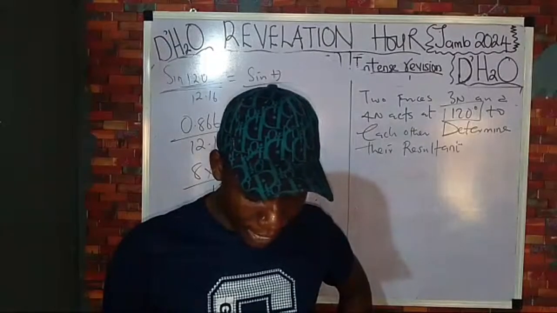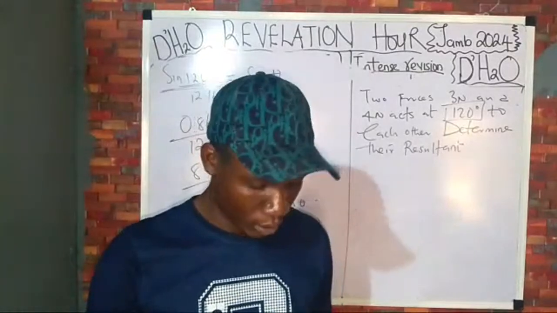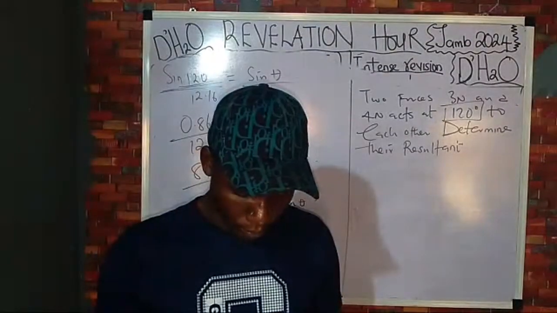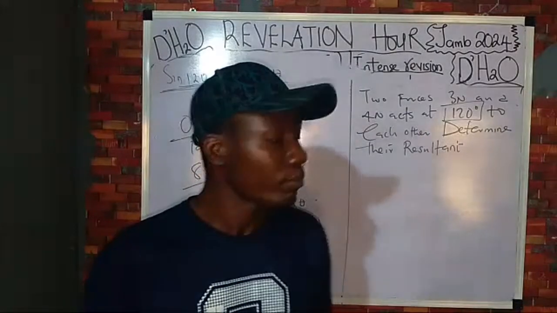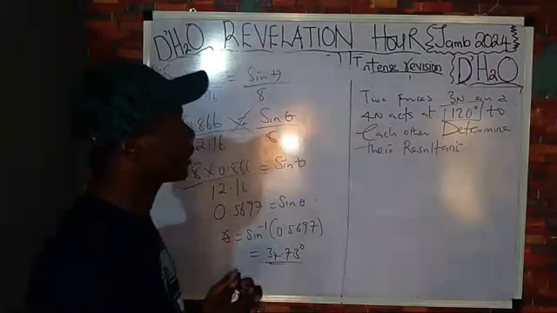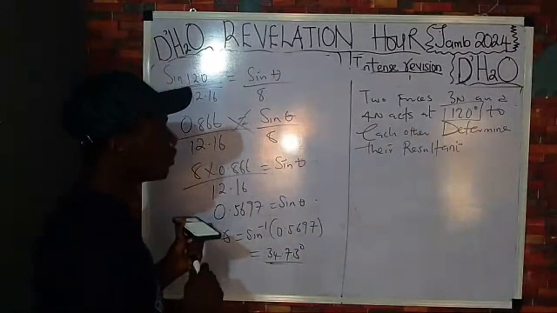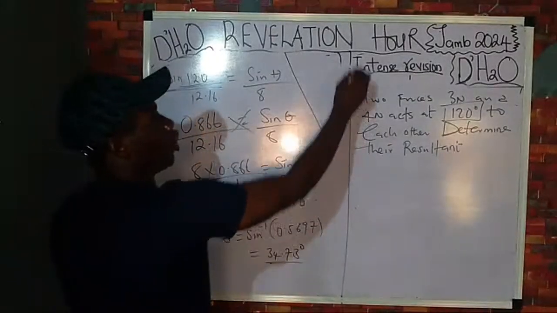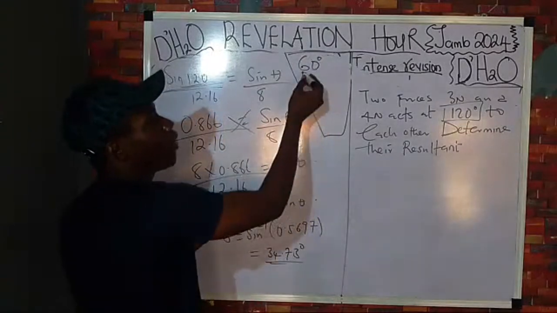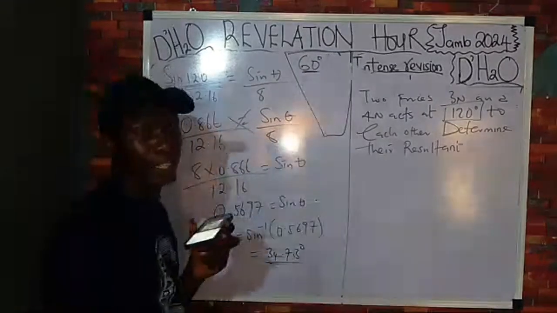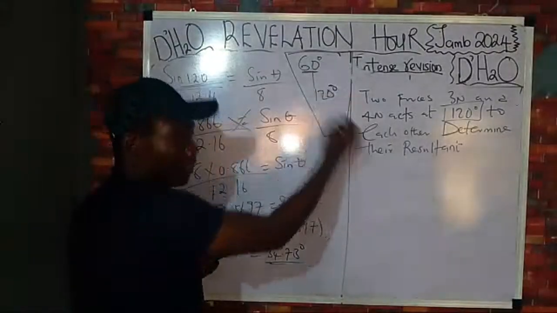Someone is asking, how did I get 120 degrees from the first question? In the first question, they told us that the angle between them is 60 degrees. Now, what will I add to this 60 to give me 180? Is it not 120? Yes, that's how I got 120 degrees.